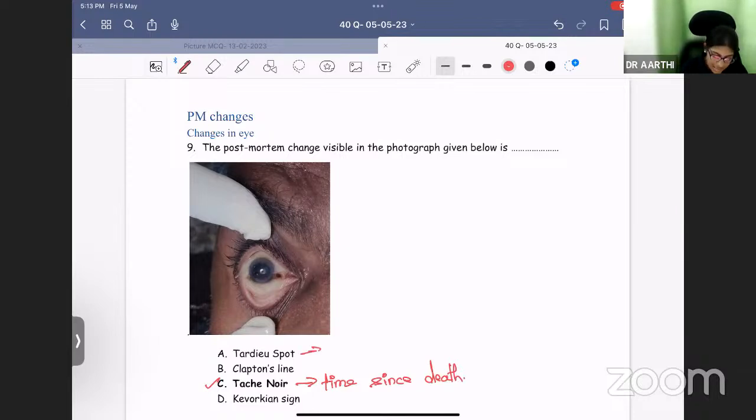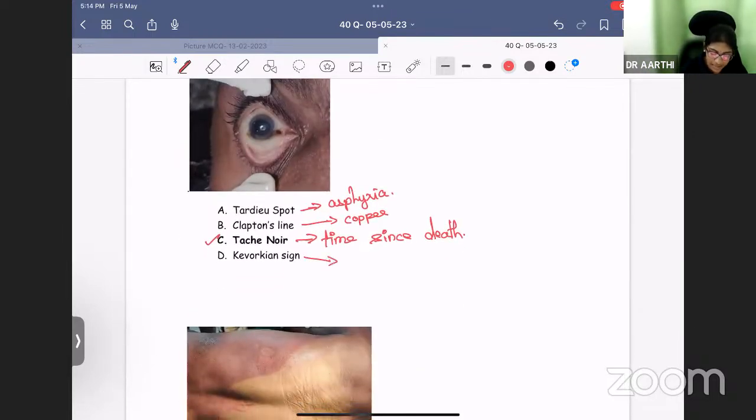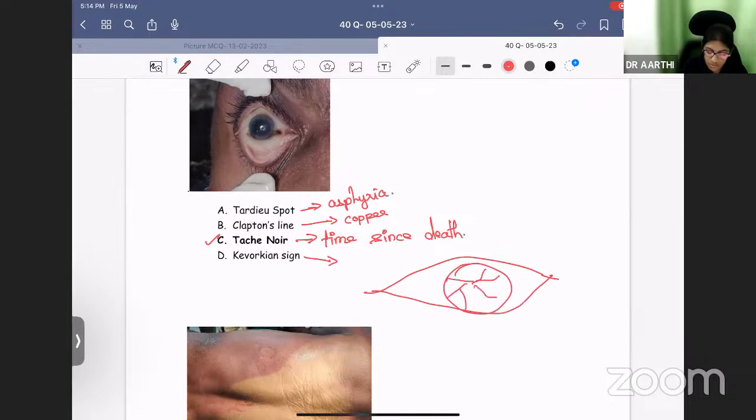Tardieu spots are seen in asphyxia, petechiae, which are seen on the face and elsewhere. Lichtenberg's... Charlton's line is seen in copper poisoning. And Kevorkian sign is again in the retina. If you look at the blood vessels, they show a trucking pattern. There are red blood cells deposited and then a space for plasma. Red blood cells, plasma, red blood cells, plasma. That trucking pattern is called the Kevorkian sign.